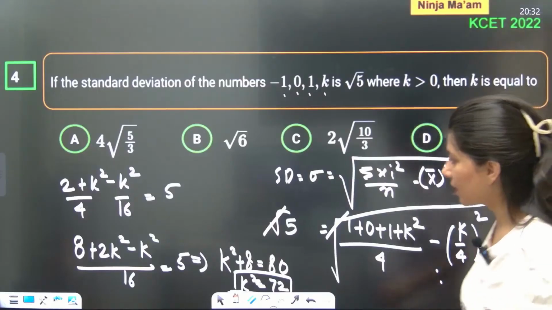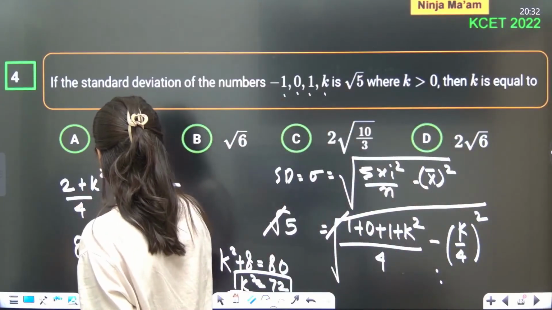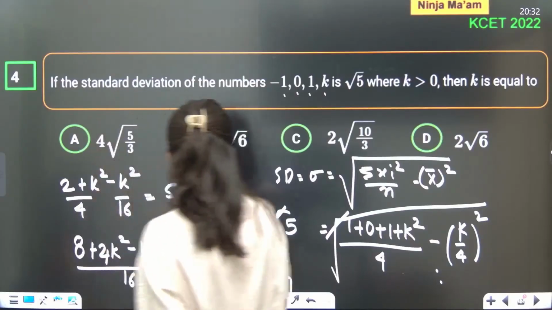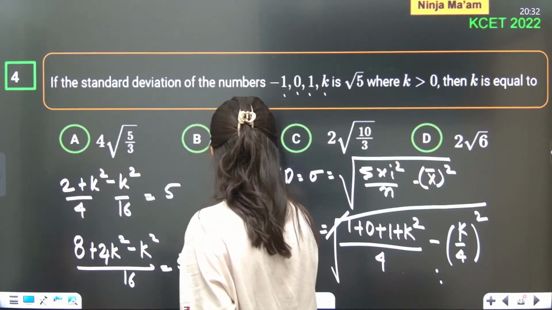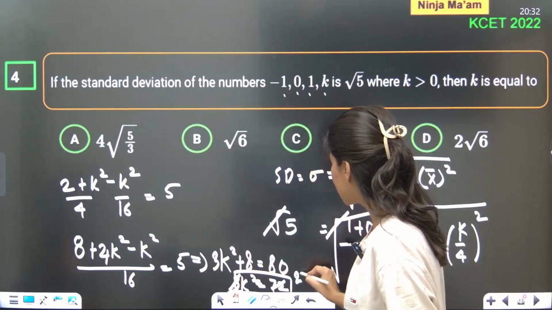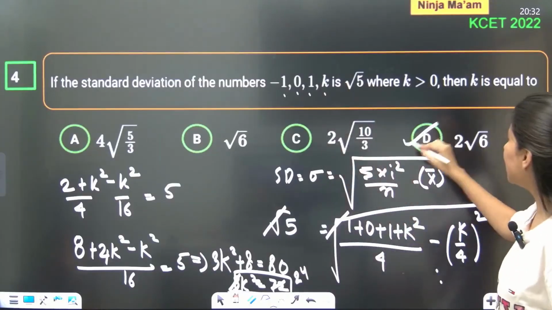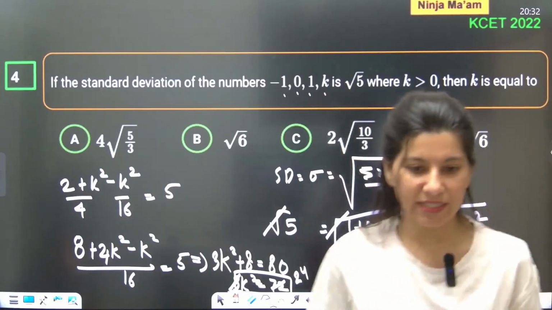I multiplied by 4. Okay, so 4, this is 3. Yes, so this is 4k square minus k square. So this is 3k square. 3k square is 72. 3 1s are 3, 3 2s are 6, 3 4s are 12. K square is 24. So clearly k will be 2 root 6. Option D is absolutely right.